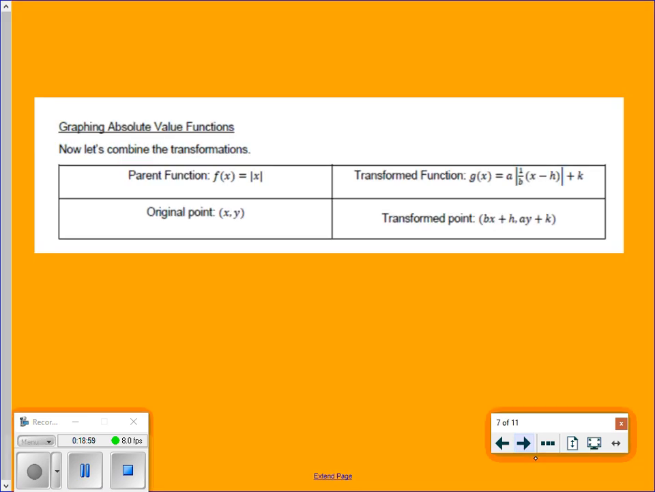All right, and this page right here, I think it's at the top of the next page in your notes, is just a little table summarizing everything we need to know about graphing absolute value functions. The parent function is f of x equals the absolute value of x. Our transformed function is that function right there. If your original point is (x, y), the transformed point is (bx plus h, ay plus k). Or how I like to think about it, that's the transformation rule, the T rule for short. Our transformation rule is (bx plus h, ay plus k).